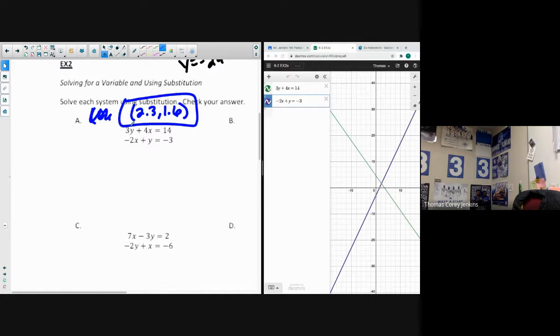So look at the top equation. You got 3y plus 4x equals 14. No variable is solved for. On the bottom one, negative 2x plus y equals negative 3. None are solved for, right?